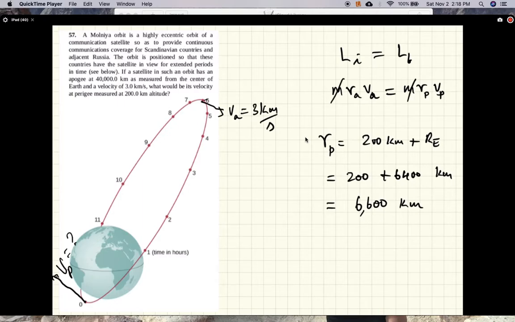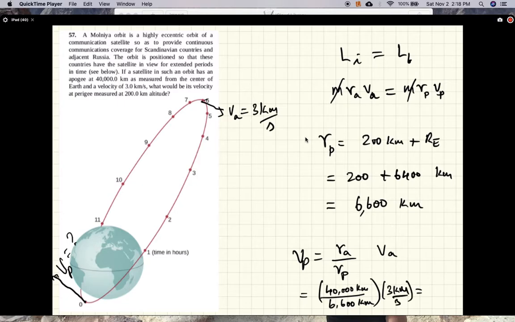The mass cancels, so velocity at perigee is radius of apogee over radius at perigee times the velocity at apogee. So we'll keep everything in kilometers: this is 40,000 kilometers, and this is 6,600 kilometers, times 3 kilometers per second, and this works out to 18.2 kilometers per second. All right, that finishes this problem.